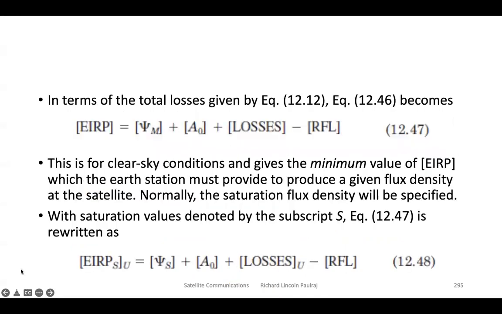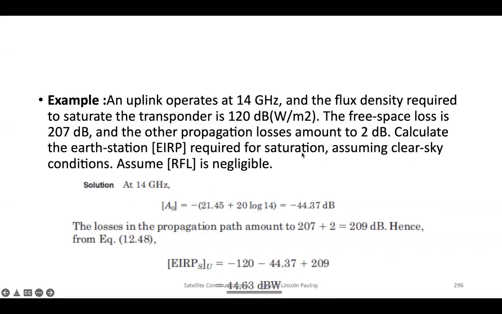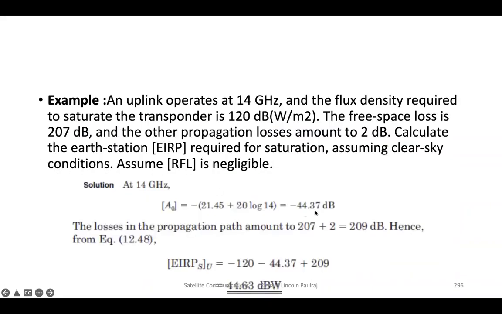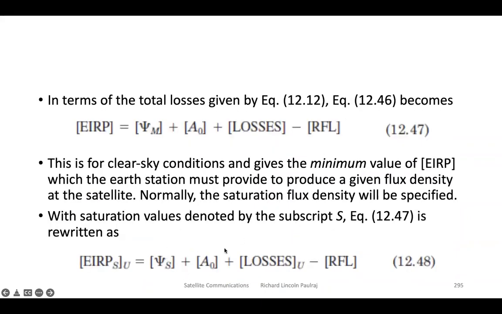We're going to use this formula here for EIRP required for saturation, assuming clear sky conditions, which means there is no atmospheric loss. We are also nullifying RFL, which is receiver feeder loss. So we are taking out atmospheric loss and receiver feeder loss. How do we go about it? At 14 gigahertz, first we take the value of A naught, where F is already known to us: 21.45 plus 20 log 14. That will give me my A naught. I will take that A naught and substitute it in EIRP because I need this term.